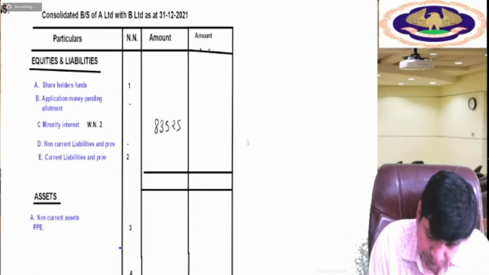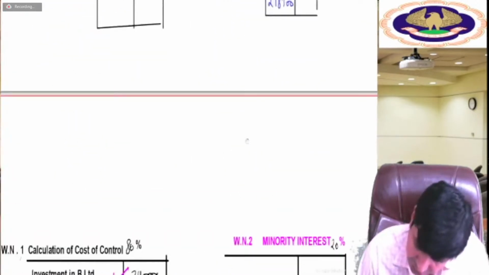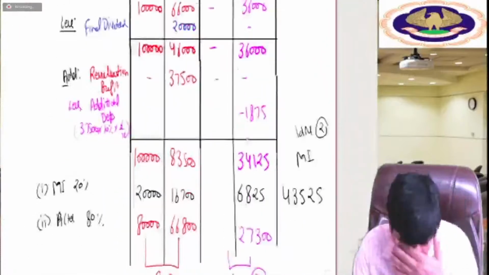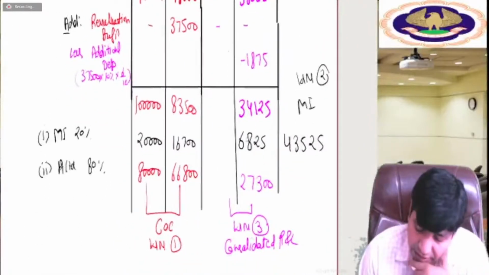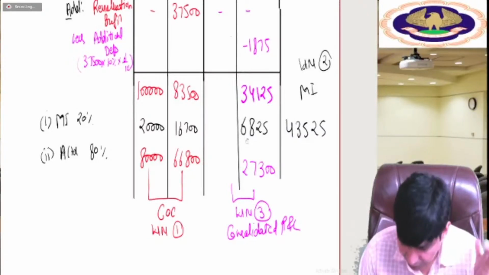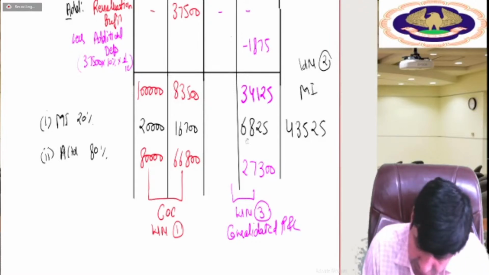83,525. Now moving back to the working notes. Again, coming back to the analysis of profit. Now, where to post? We have to post in working note number 1 and working note number 3. First, I am doing working note number 3, consolidated reserves plus 27,300.